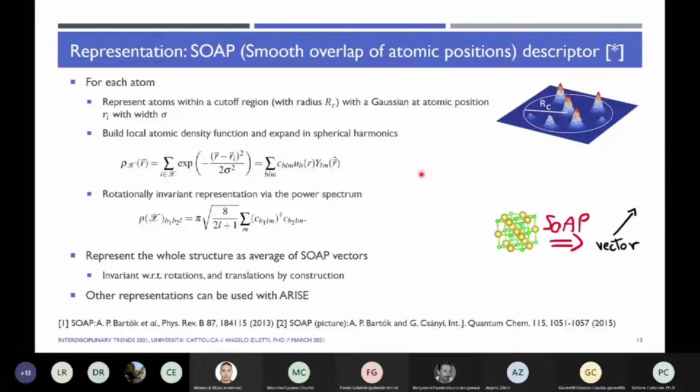For the purpose of our talk, the only thing to know is that you have an input structure, and then you represent it in a vector that is invariant with respect to rotation, translation, and also permutation of atoms of the same species. And you transform that to a vector therefore in a principled way. Other representations can be used. For us, it doesn't really matter as long as we have a starting vector that represents the structure.